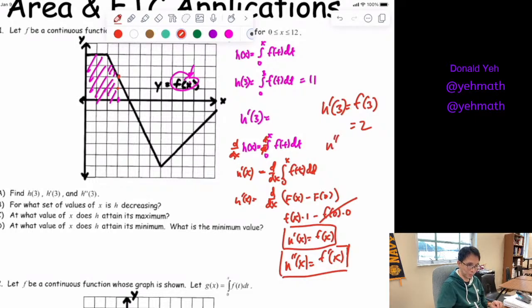What's h double prime of 3? Why? That's the slope, because derivative means slope. Got it? All right. Part B. For what set of values of x is h decreasing?